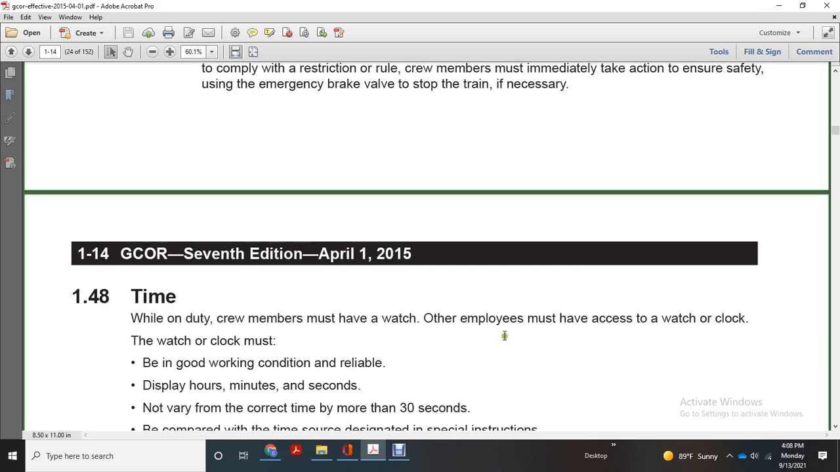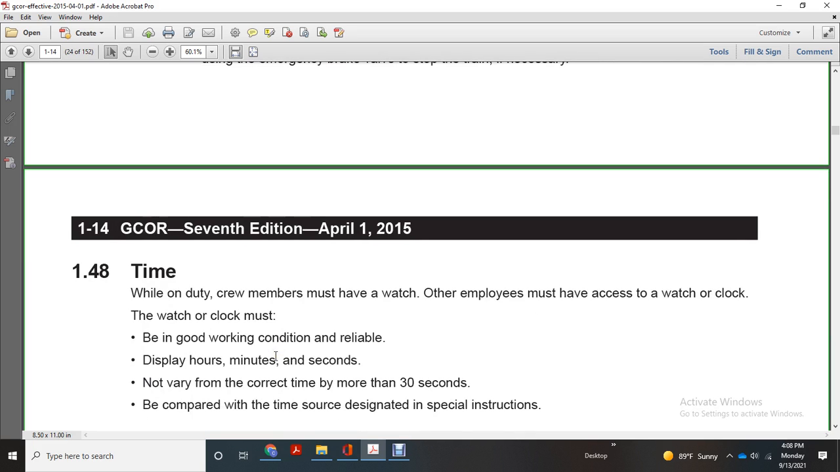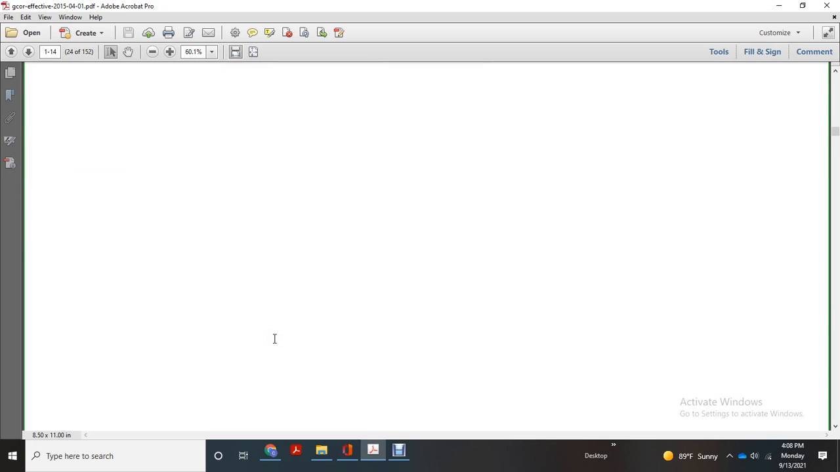Time. While on duty, crew members must have a watch. Other employees must have access to a watch or clock. The watch or clock must be in good working condition and reliable, displaying hours, minutes, and seconds. If it does not vary from the correct time by more than 30 seconds, it may be compared with the time source designated in the special instructions.